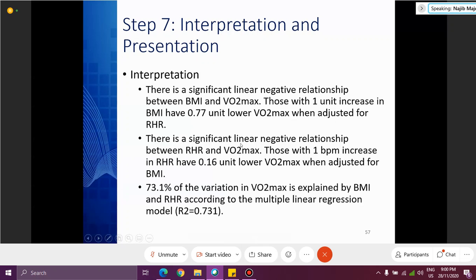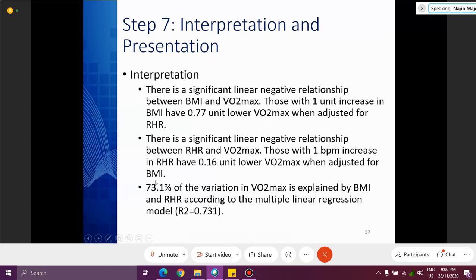Again, there is a significant linear negative relationship between resting heart rate and VO2 max. Those with 1 beat per minute increase in resting heart rate have 0.16 unit lower VO2 max when adjusted for BMI. So notice that BMI is being adjusted for resting heart rate, and resting heart rate is being adjusted for BMI.